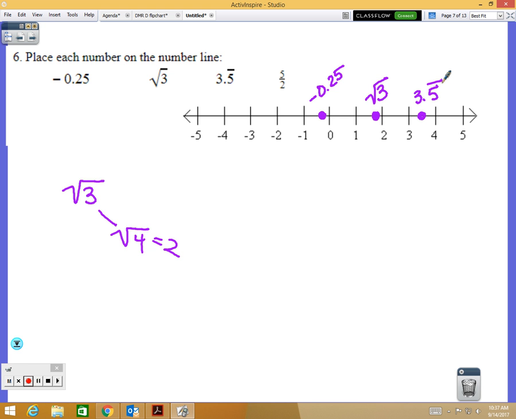And 5 over 2. Now if you have an improper fraction, go ahead and change it into a mixed number. 2 goes into 5 twice with 1 left over. So 2.5, that's halfway between 2 and 3. Alright, any questions on those? Okay, we'll look at number 7 then.